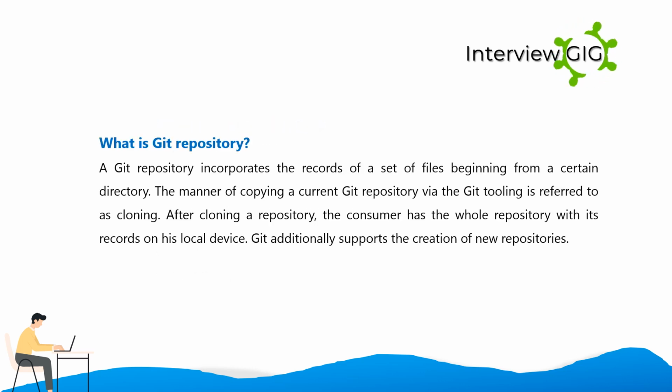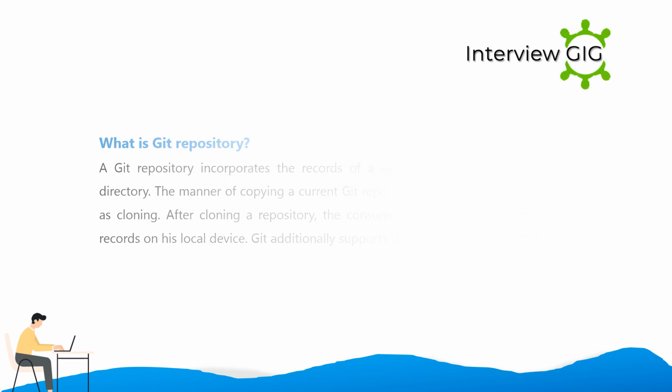What is a Git repository? A Git repository contains the history of a set of files starting from a certain directory. The process of copying an existing Git repository via the Git tooling is called cloning. After cloning the repository, the user has the whole repository with its history on his local machine. Git also supports the creation of new repositories.